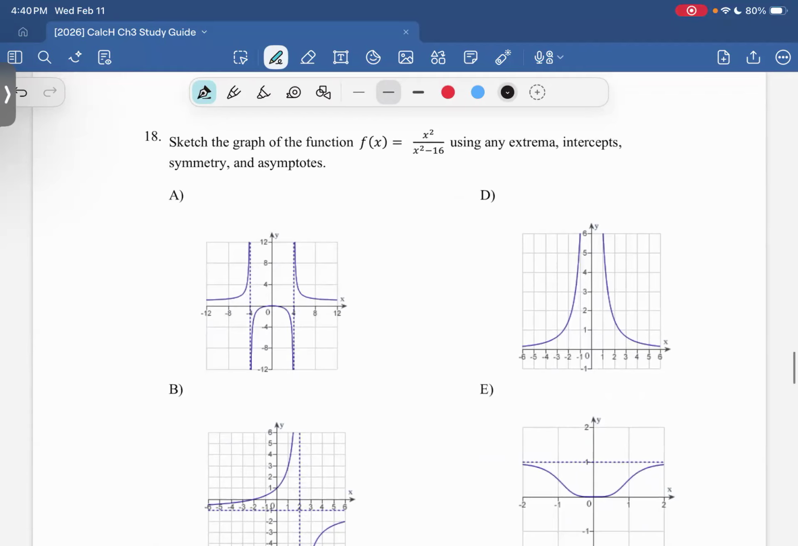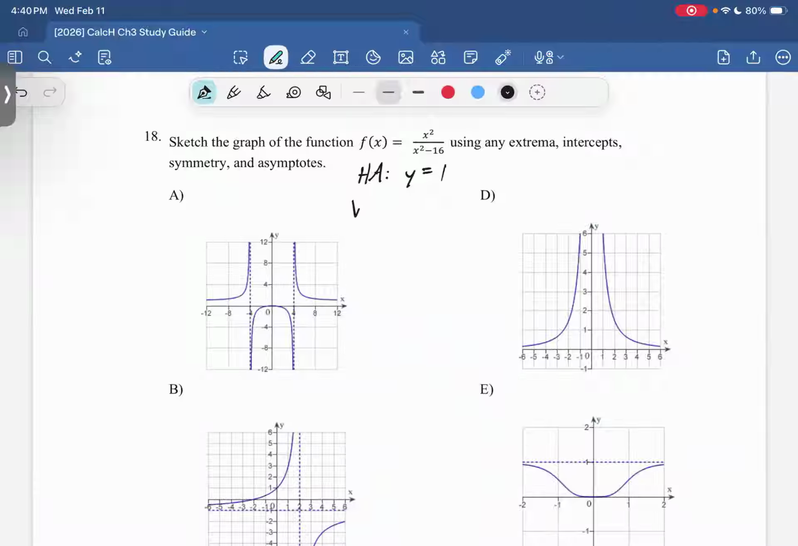Question 18, sketch the graph of the function. Again, since we have multiple choice, process of elimination is totally acceptable. So let's think about, what can we think about here? We can think about the horizontal asymptote, right? The degree of the numerator and denominator is the same. So our horizontal asymptote should be 1/1, so 1.